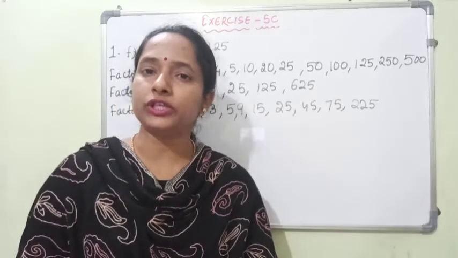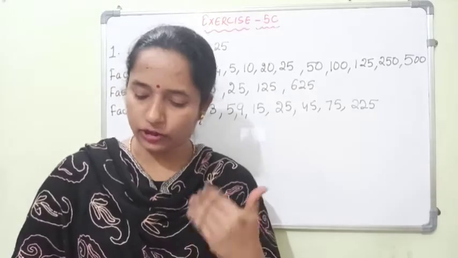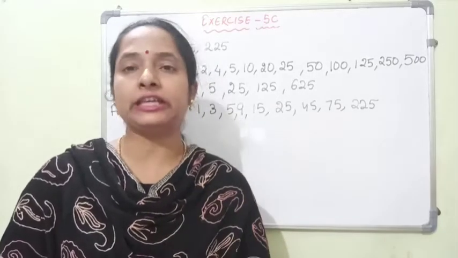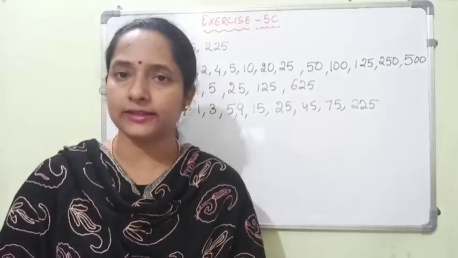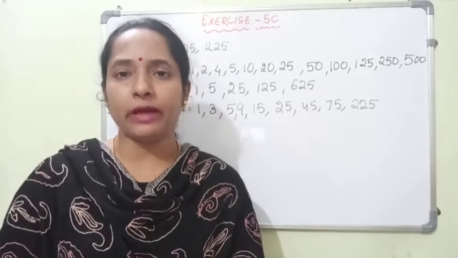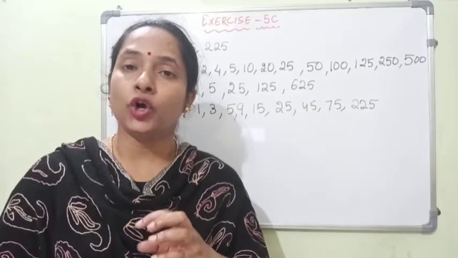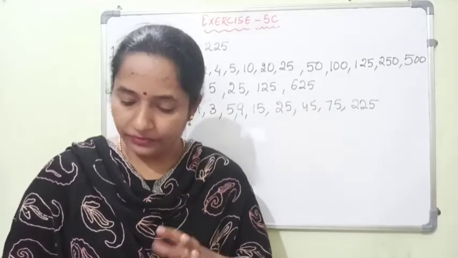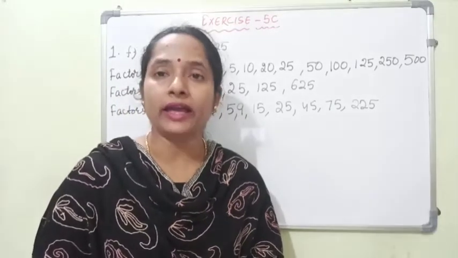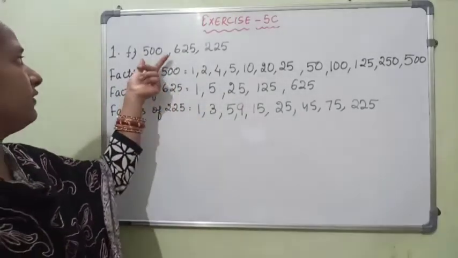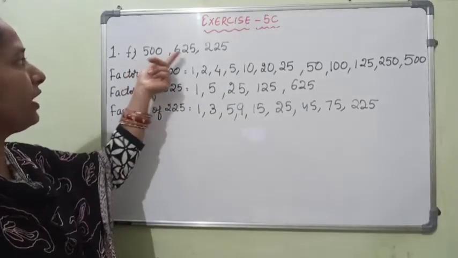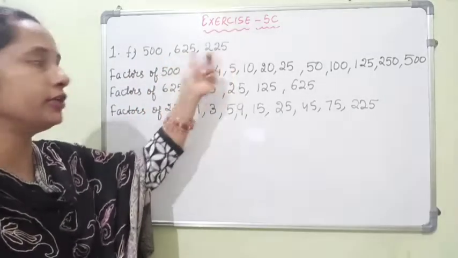So here in question number 1 you are given: find the common factors of each of the following sets of given numbers and find their HCF. One of the sums I am doing for you; these sums are to be done by the common factor method. So I am doing question number 1F, where the question given is find the HCF for 500, 625 and 225.